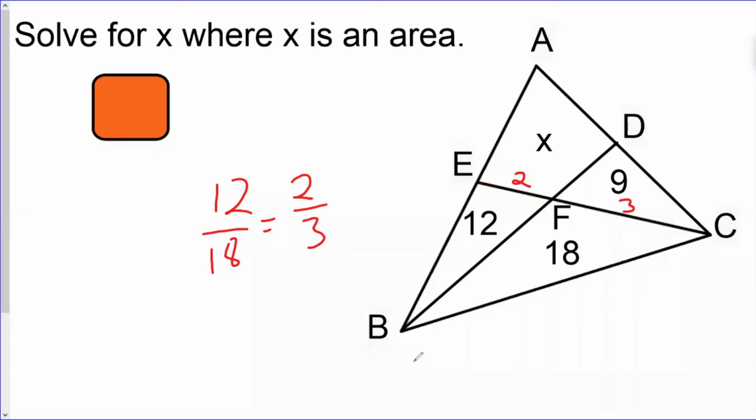We could do the same thing here with triangle BDC. We know it's split into triangle BFC and FDC, so that means we should be able to find a ratio of their bases because the height has to be the exact same. Well, if BFC has an area of 18 and FDC has an area of 9, we can split this up into a 2-to-1 ratio. And now we kind of go back to our similar problem, right?